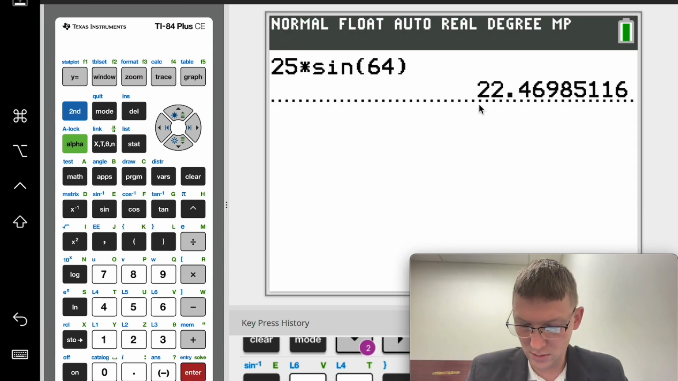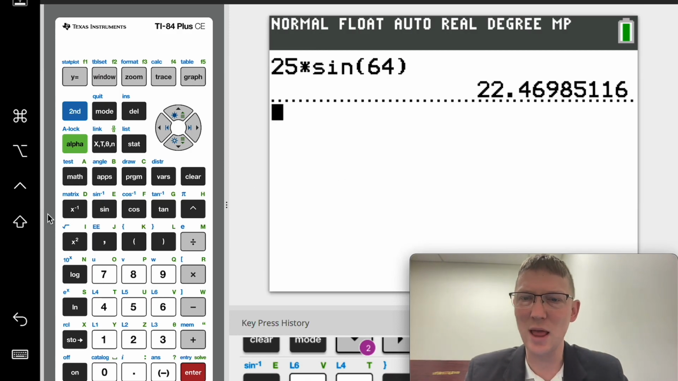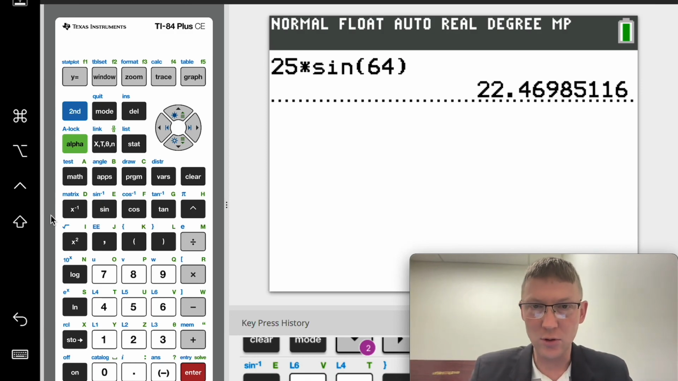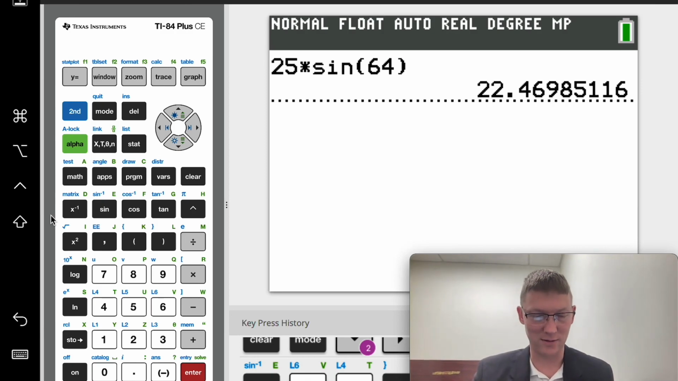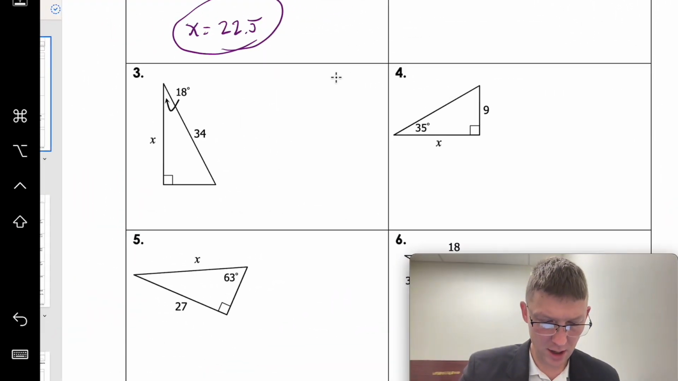And our answer, we're going to call it 22.5. Let's get in the habit of rounding to the nearest tenth, and we're going to be good to go with that. So 22.5 equals x.